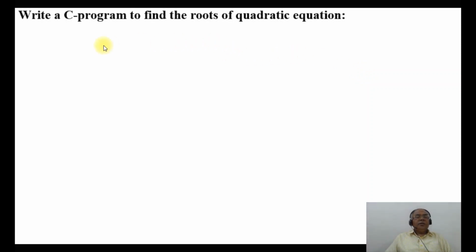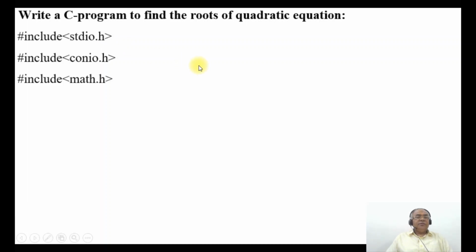Now, we are going to take up one more program: how to find the roots of a quadratic equation. So when you try to find the roots of the quadratic equation, what is the quadratic equation? We say the roots are minus b plus or minus root of b square minus 4ac by 2a.